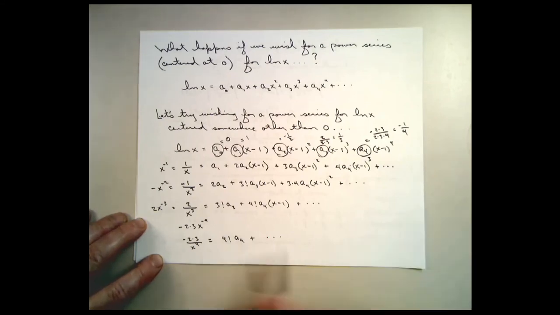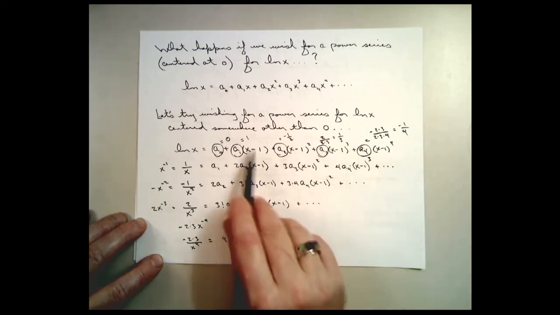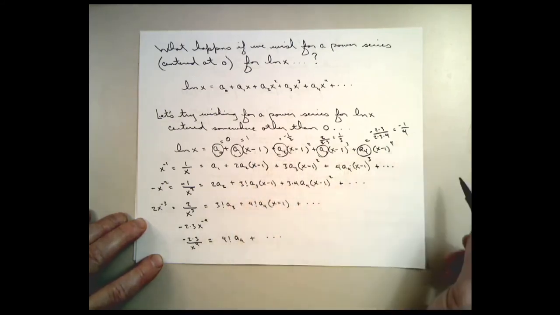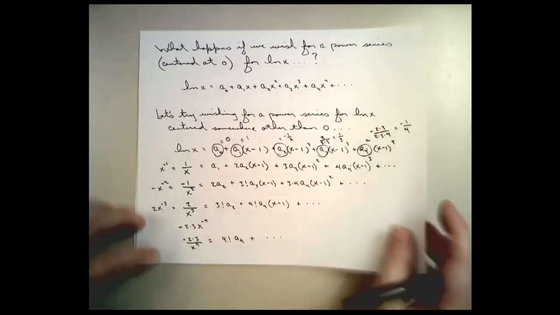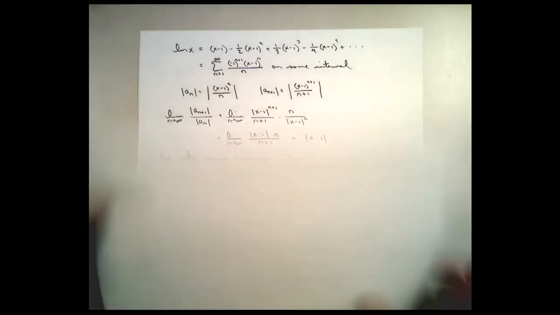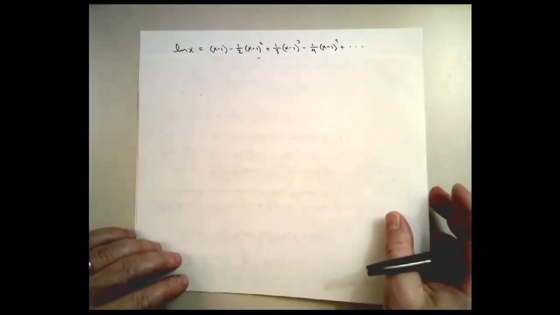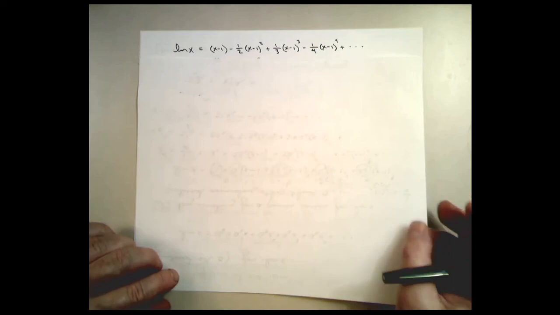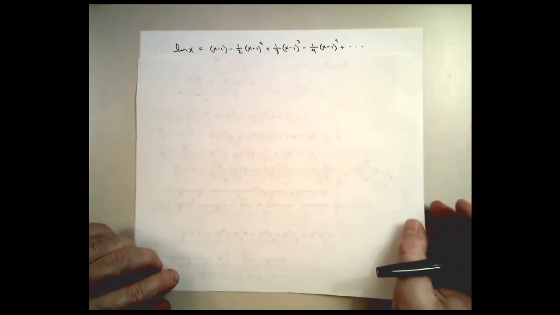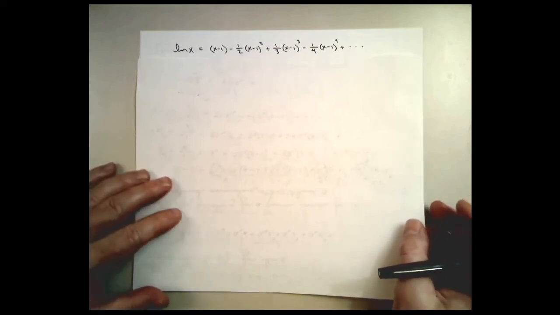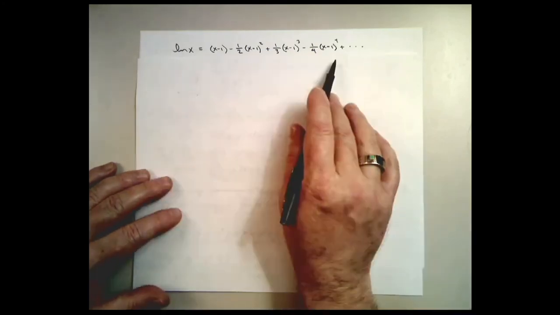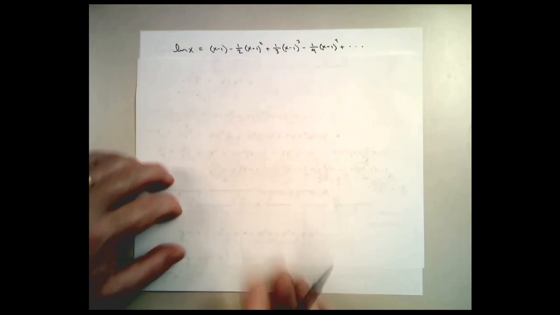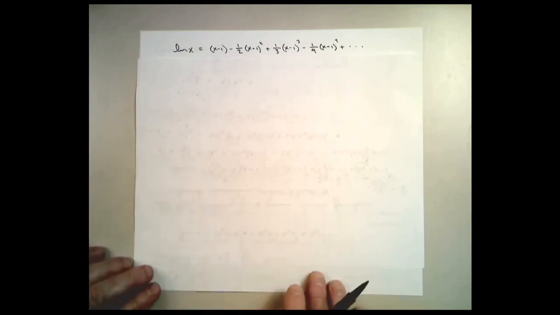And I think we can see that this pattern is going to continue. So my signs are going to alternate, and the coefficients are going to be the reciprocals of the positive integers. Right? So I think that's right. So if we started out with log x being a power series, centered at 1, what we wind up with is this series for log of x.